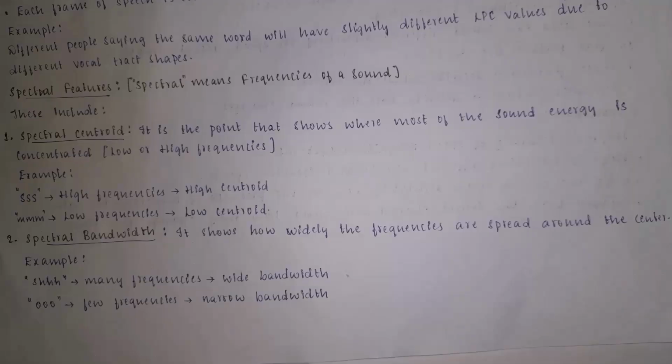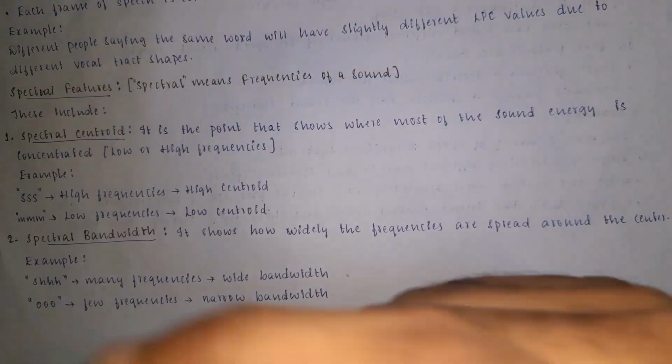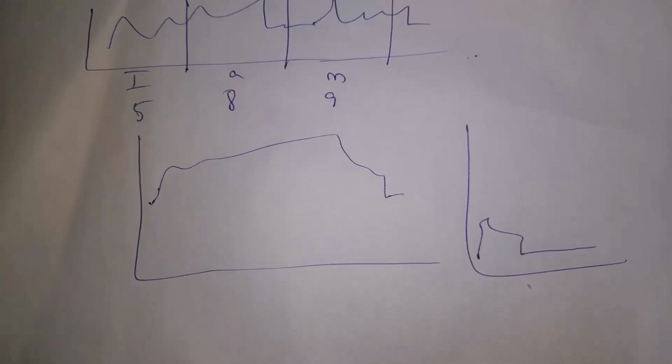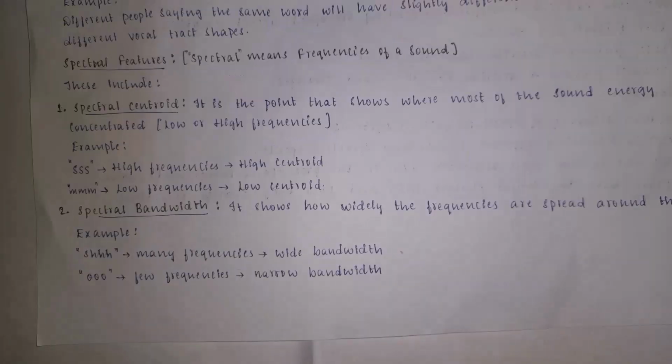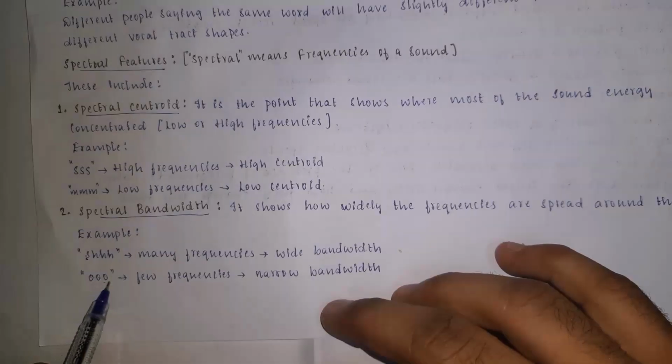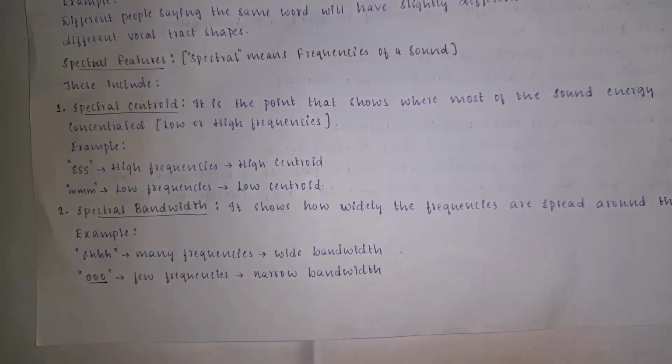And the second one is spectral bandwidth. The spectral bandwidth will represent how widely frequencies are spread. Some frequencies are spread widely. For example, if the system hears a sound like Ish, there are many frequencies inside it. As there are many frequencies, the bandwidth is wide. For example, if the system hears a sound like O, it contains only one character O. There are only a few frequencies, so the system will consider it as narrow bandwidth.